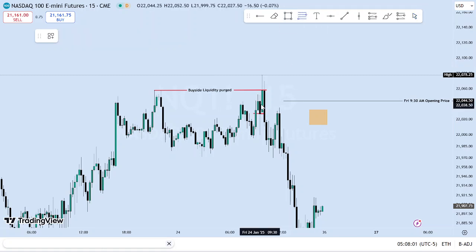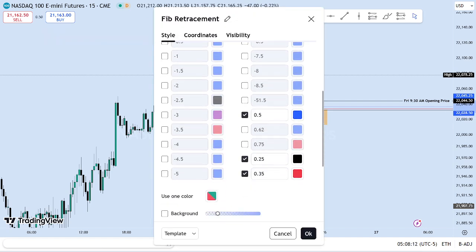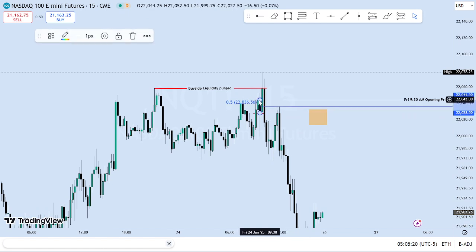You measure this order block from the opening to the close of the candle. That's how you can get your order block main threshold, the 50% of the order block. From the opening of the body to the close of the body, that's the order block, the 9:30 opening price candle. You can see that's the 50% of the Fibonacci. That's where price traded to.